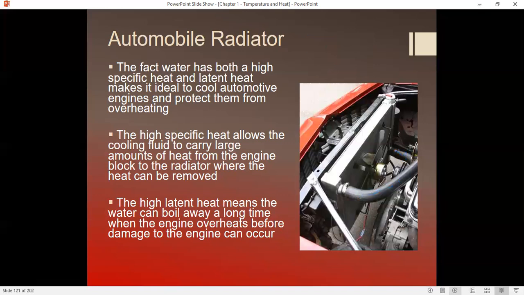So again, under normal circumstances, the water having a high specific heat is going to be able to transfer a lot of that energy from the internal combustion engine to the radiator. But if it exceeds the rate at which it can get rid of the energy, then it can boil off some of the liquid water to become water vapor to get additional heat away from the system.